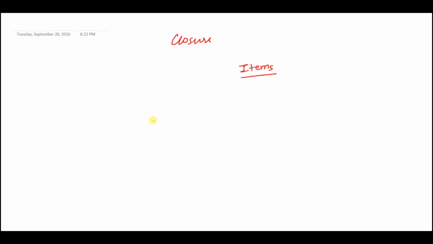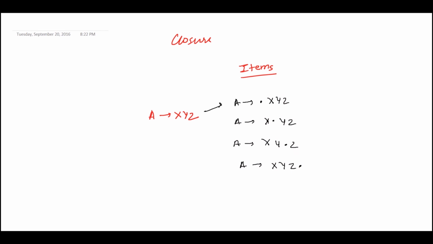Consider a production A gives XYZ. Now this production can have four states: A gives dot XYZ, A gives X dot YZ, A gives XY dot Z, and A gives XYZ dot. The dot is the operator which tells me about where I am in the parse.